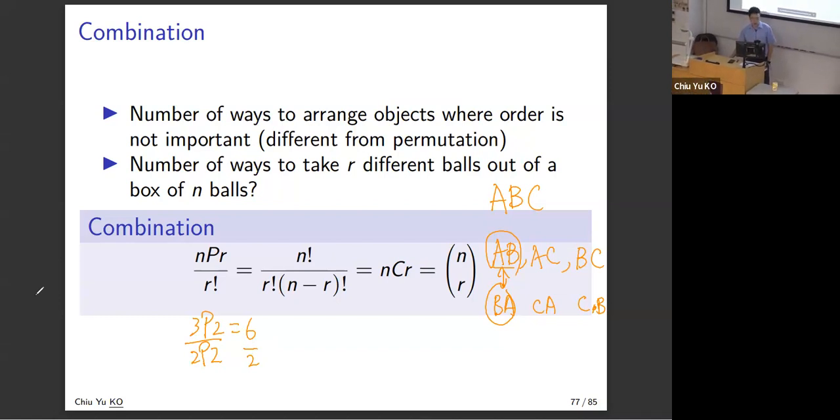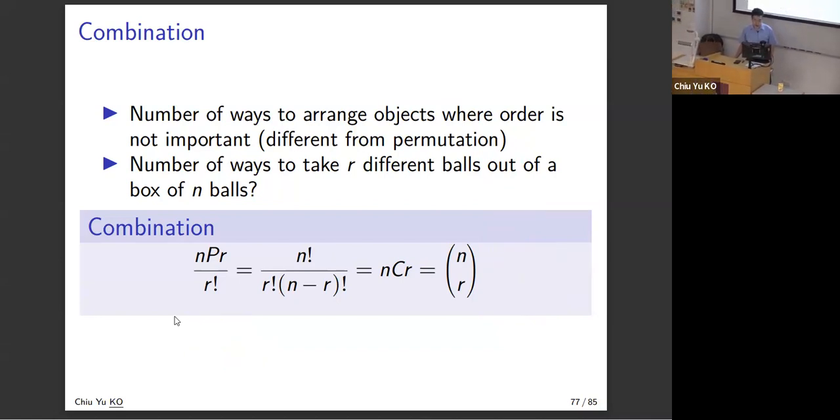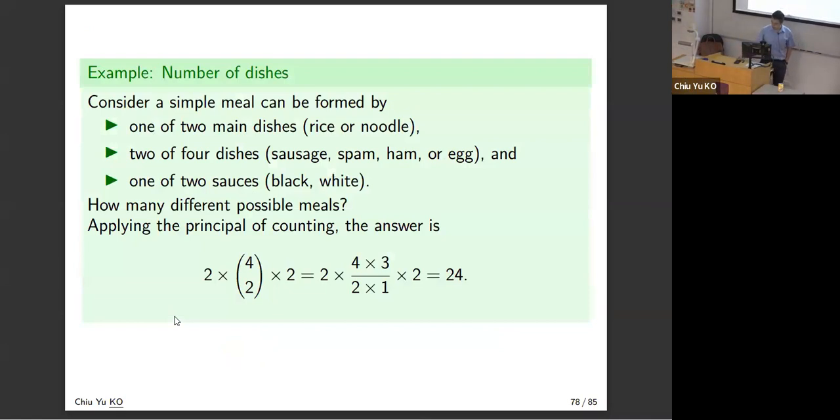If you don't fully follow, this is the most important part we'll be using for the next class: this combination idea. The example we have is how many dishes you can get. Again, this is motivated by the CC canteen, but you can't see it anymore because they changed the owner. But this cost you $10 when I was a student.